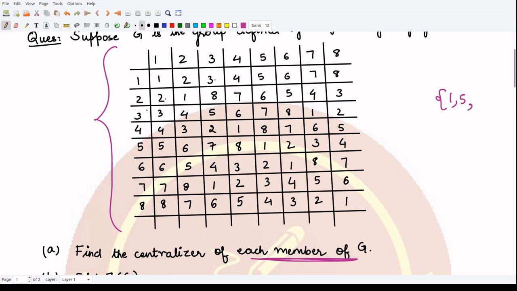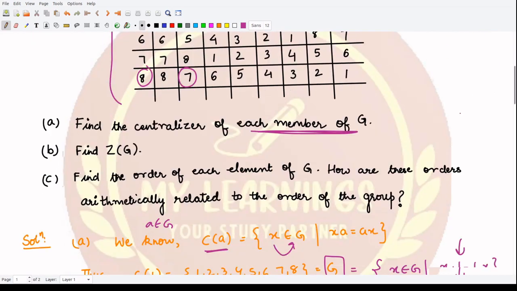What about 6? 3 star 6 is 8, 6 star 3 is 4. Not equal. Then 3 star 7 is 1, 7 star 3 is also 1. Yes, 7 would come here. What about 8? 3 star 8 is 2, 8 star 3 is 7. They are not equal to each other. So have I missed anything?